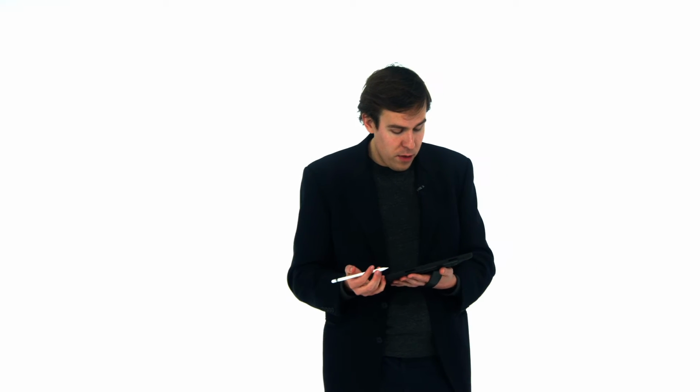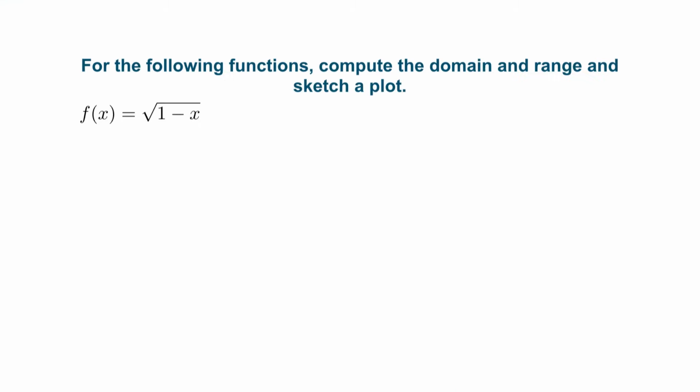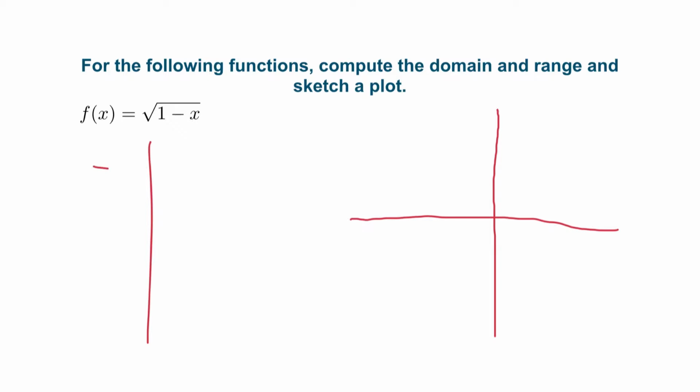So for the following functions, I'm going to ask you to plot them and then also understand the domain and range. So start with square root of 1 minus x. So let's make a little table of values. If I plug in x equals 0, I'm going to get 1. x equals 1, I get 0. And how about 2? Well, 2 would have me taking the square root of negative 1. So I'll say there's no output there.